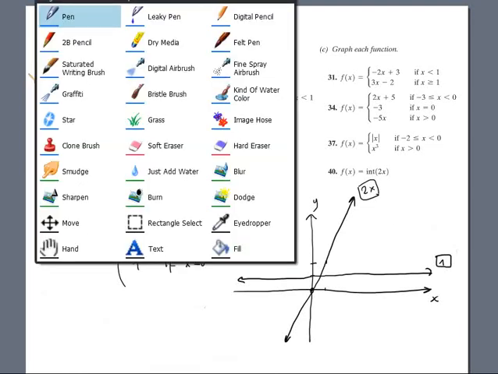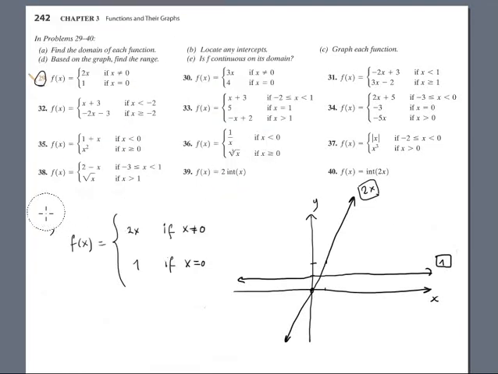Okay, 29. 29 is a piecewise function. So I do the sketch. We have two pieces: a line passing through the origin with slope 2, and a horizontal line. The transition point is 0. So 0 is the transition point here.